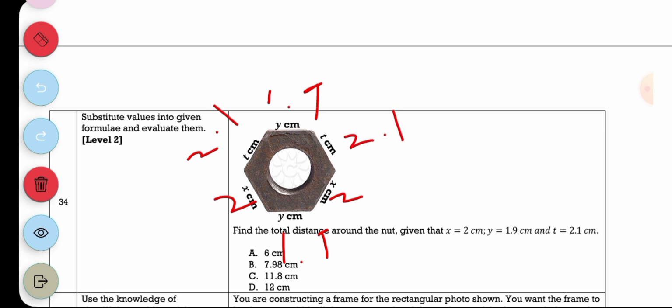And this question is very interesting because you don't have to do a lot of calculation. You can just take the 0.1 here and the 0.1 here and give it to the 0.9 here and the 0.9 here. So they all become 2. So at the end you have 2 plus 2 plus 2 plus 2 plus 2 plus 2, and this is a 6-sided figure. So 2 multiplied by 6 is 12. Answer to question 34 is D.